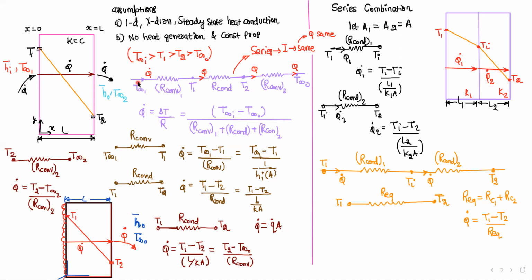Q is equal to delta T, this temperature minus this temperature, divided by R equivalent. R equivalent is the summation of all thermal resistances. We can also write Q dot by breaking the whole circuit into individual circuits, like from T infinity 1 to T1, from T1 to T2, from T2 to T infinity 2. We will get the same result. Whatever the question be framed, we can use it accordingly.